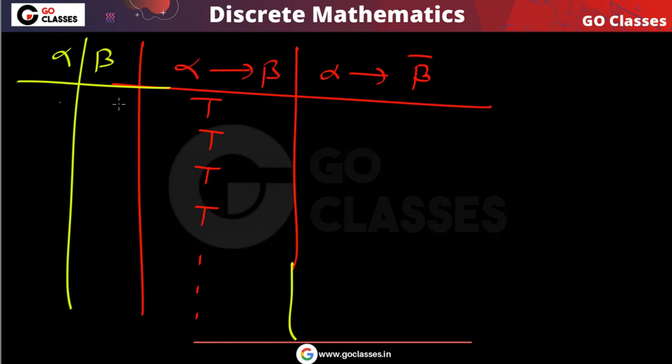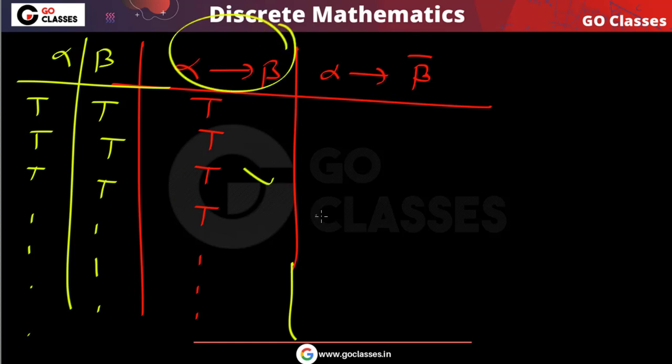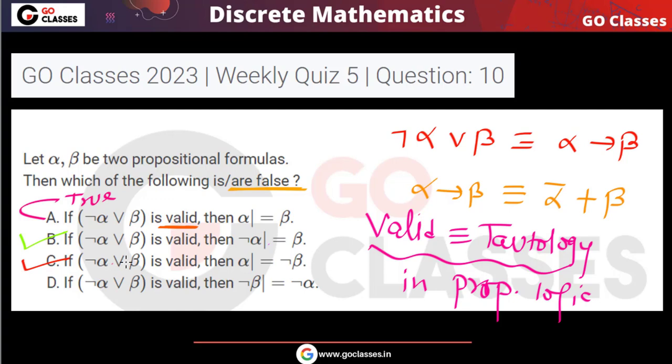Again, what you can do is create this situation. In this situation you can notice this will definitely be a tautology, but this will not be a tautology. You can very easily see this will not be a tautology. So I can say this option C is definitely false.